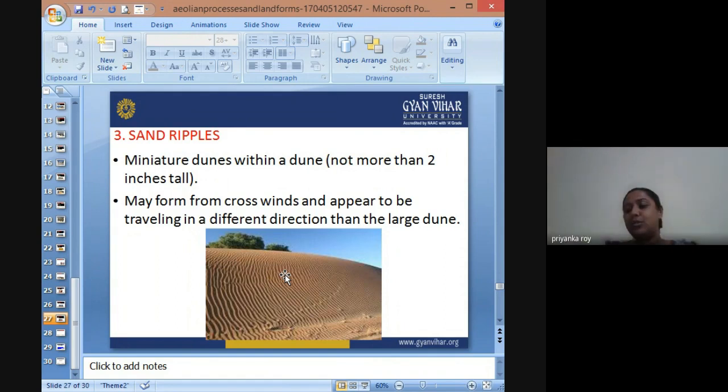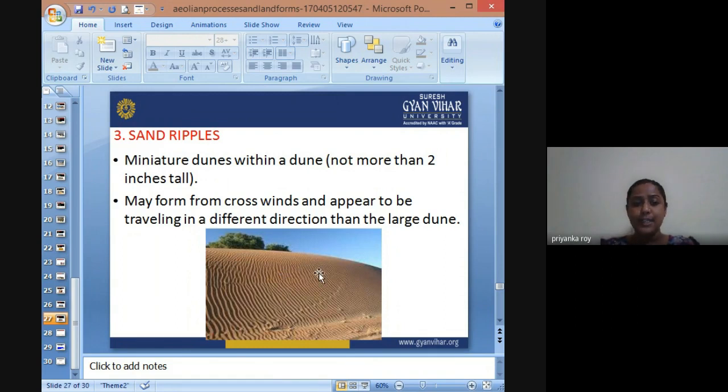The larger dune can be because of a stronger prevailing wind in that particular direction, but then there are diurnal changes in the wind direction. There are diurnal changes in the air pressure which can result in sand ripples. This sand ripple is a temporary land feature, and it may appear to be moving in a different direction to that of the main dune.